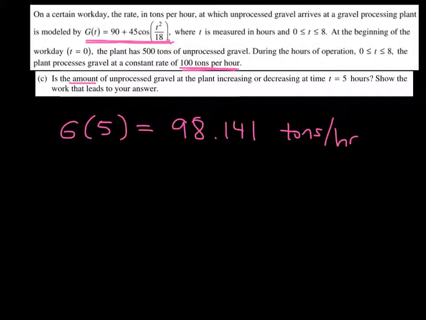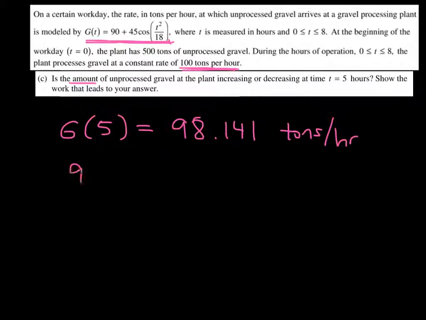Okay, so the rate at which the unprocessed gravel is arriving is 98.141 tons per hour. But then it's being processed at a constant rate of 100 tons per hour. And so at t equals 5, at 5 hours into the workday, the amount that's arriving is less than the amount that they are processing. Therefore, we would say the amount is decreasing.